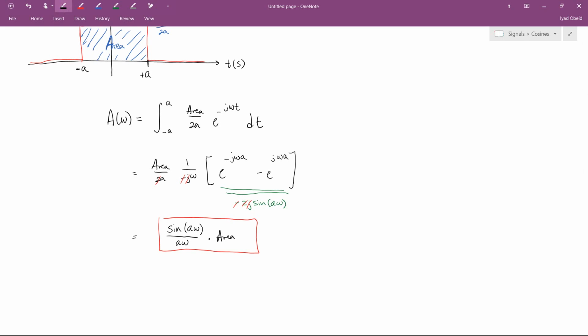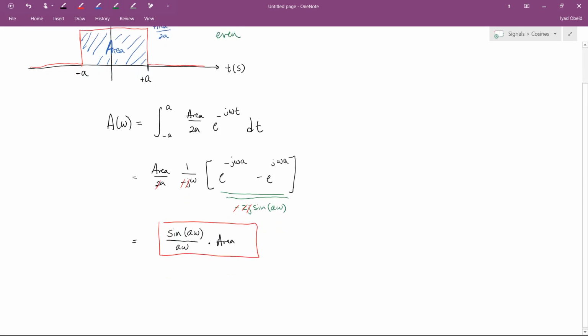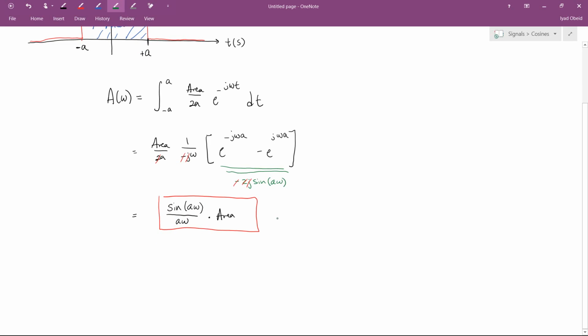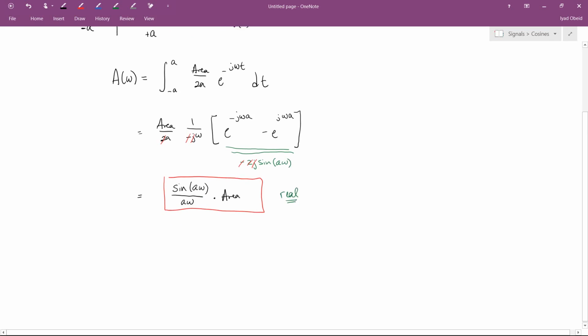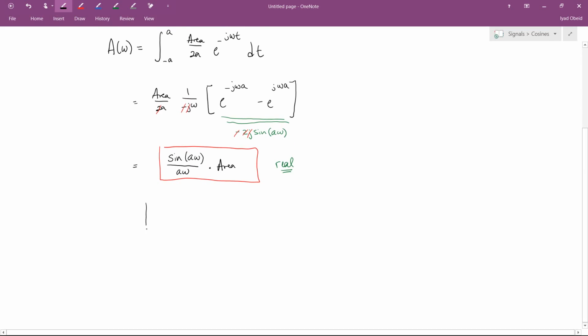And just as a reminder, because this square pulse is an even function, the Fourier transform turned out to be purely real. There's no imaginary part. That's just a special case. And then finally, we're going to have a quick idea. We're just going to plot the magnitude response of this, so we'll hold off on the phase response for now.